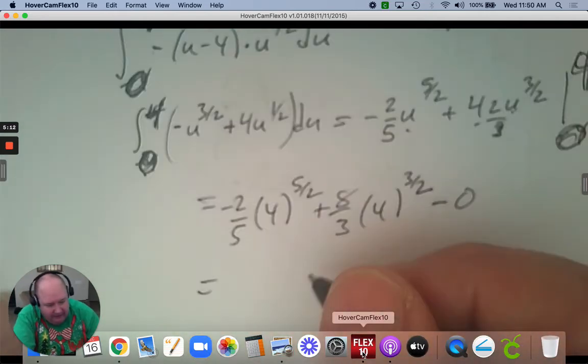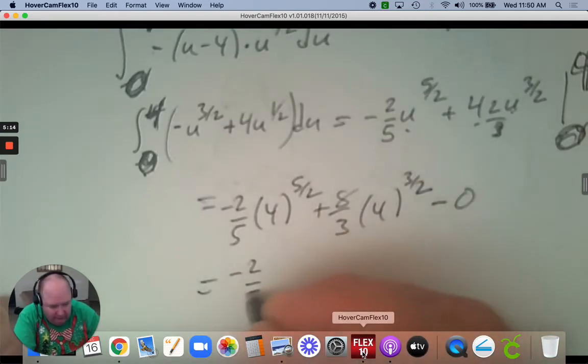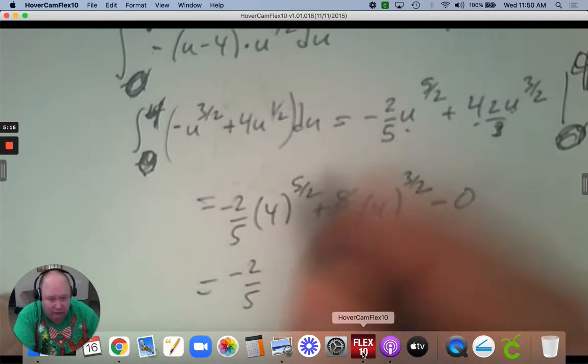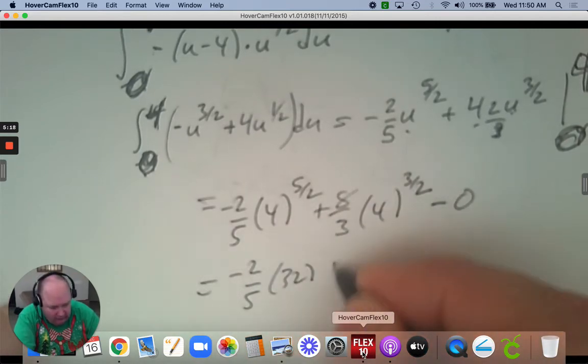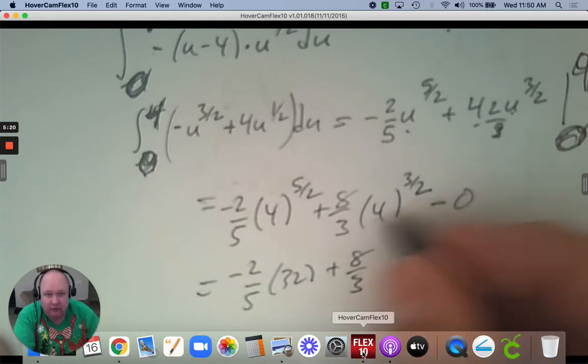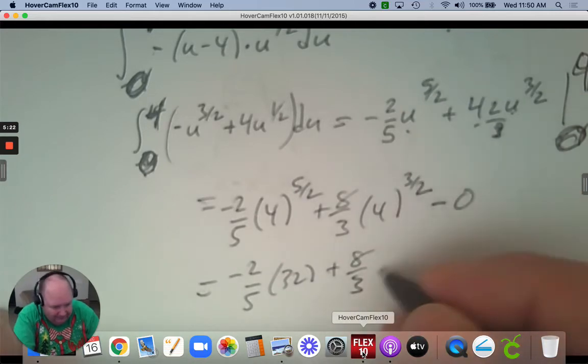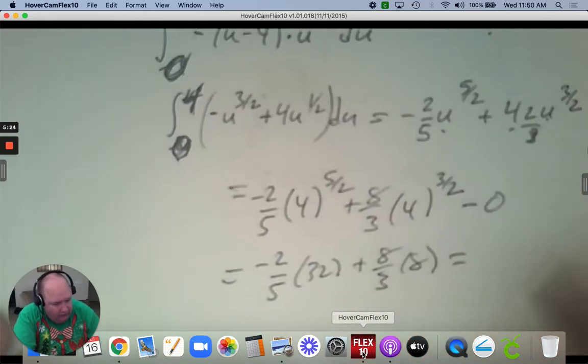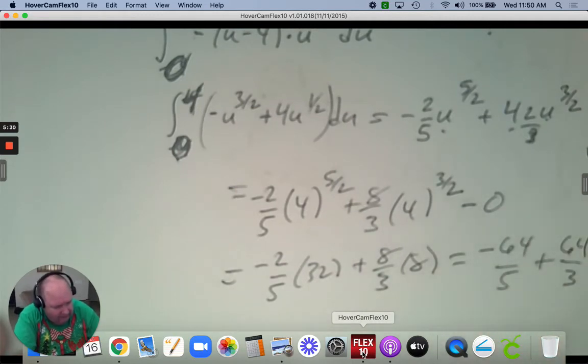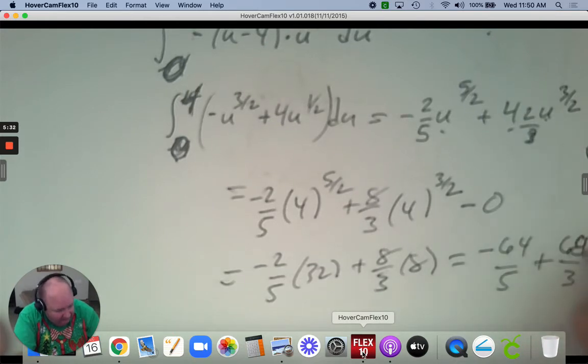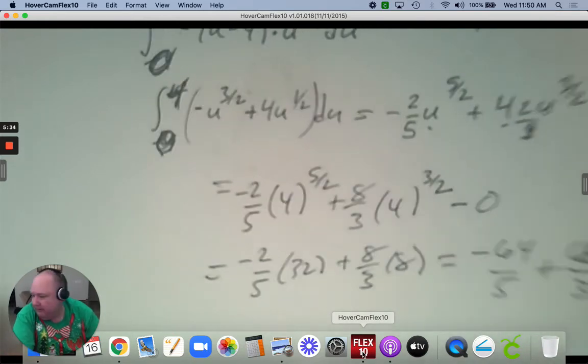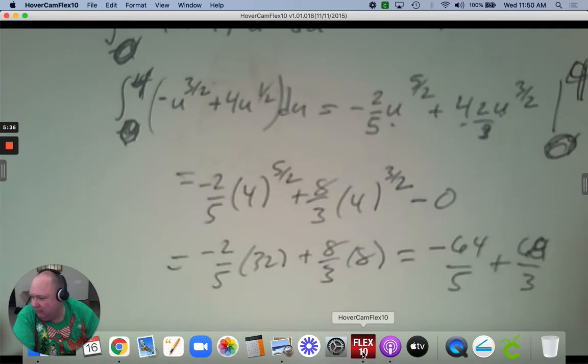If I wanted to simplify it, this is what it would look like. The square root of 4 is 2, and 2 to the 5th is 32. The square root of 4 is 2, and 2 cubed is 8. So I have negative 64 over 5 plus 64 over 3. Common denominators, I get 128 over 15.